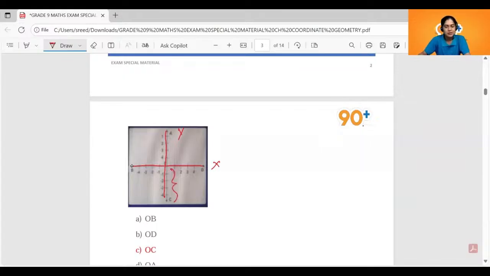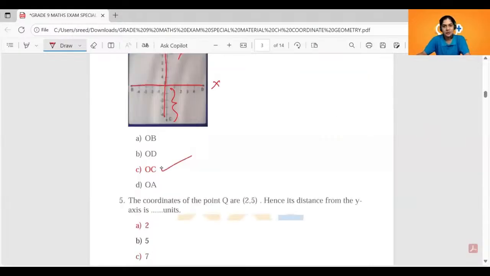You can see the numbers over there, -1, -2, -3, -4. So which arm is that? It is OC, right? Correct. Yes, it's given over here. Moving on to the fifth question.